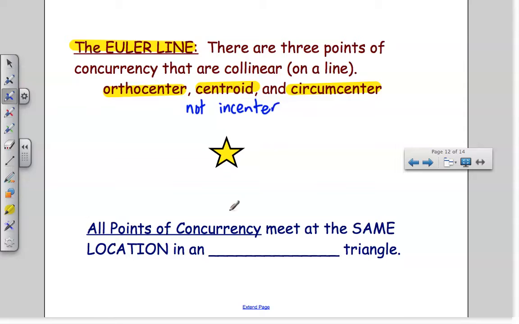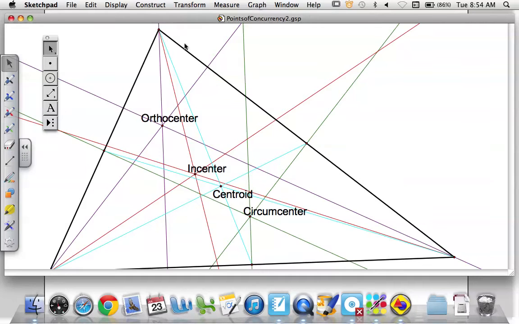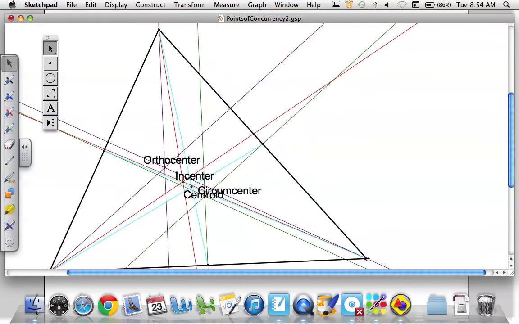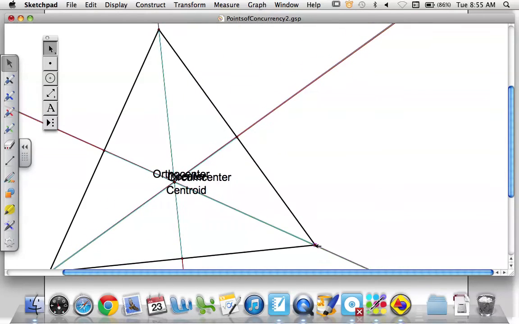And one more thing, all of the points of concurrency meet at the exact same location. All the points of concurrency come together in what kind of triangle? Maybe I'll go back to my Geometry Sketchpad sketch here and see if I can make all of these points go to the same place. It's getting closer. Look at that. Every single line ends up being the perpendicular bisector, the angle bisector, the median, and the altitude.